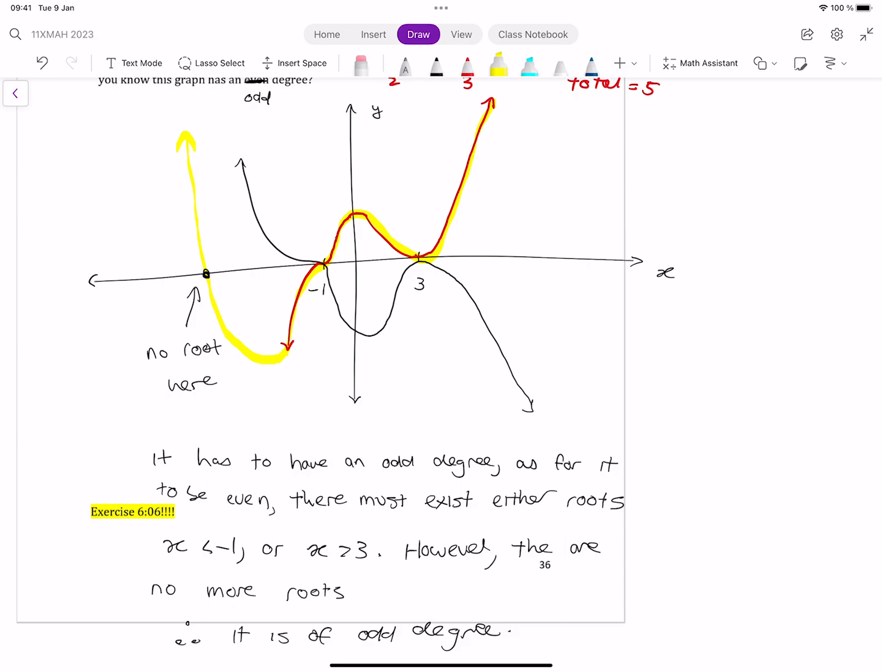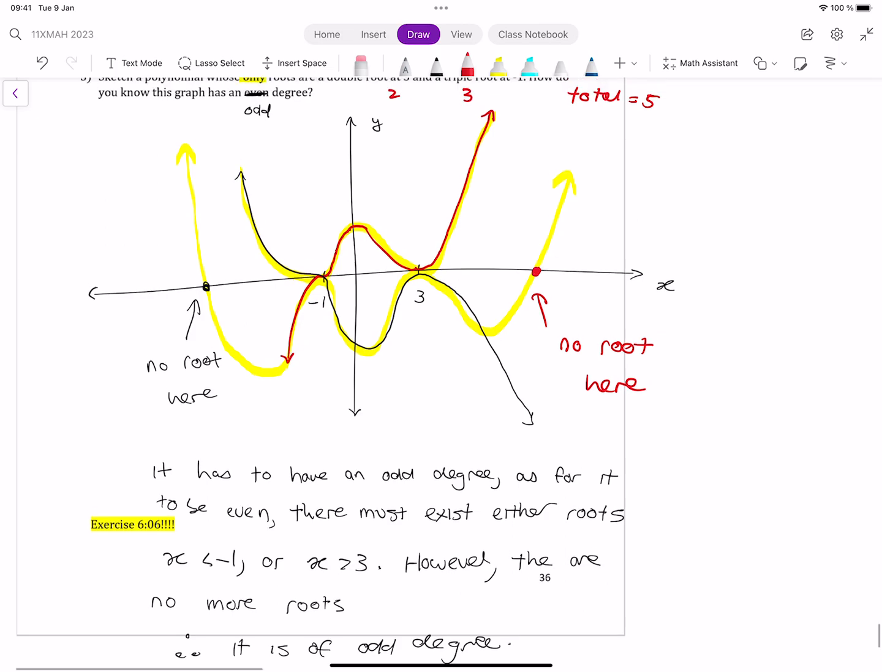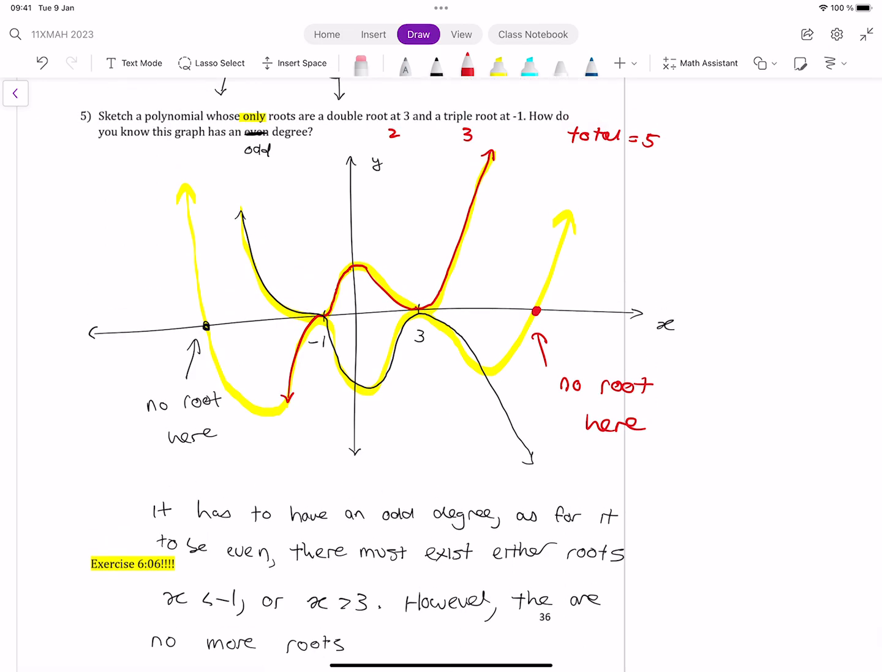If you were going the other way, it would have to come up here and then go down here and then go down here and go down here. But it would have to turn around and go up here. And there would have to be some sort of root here, but there is no root here. Because we're told in the question, it only has those roots. So it must be odd because there are no extra roots. Okay, hope that makes sense.